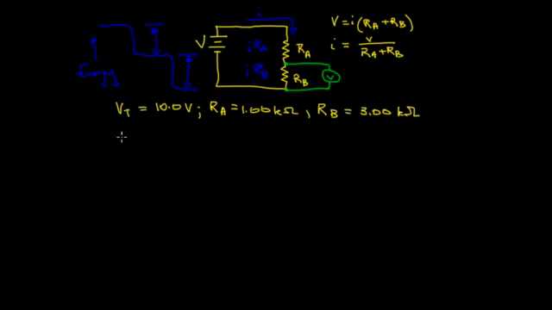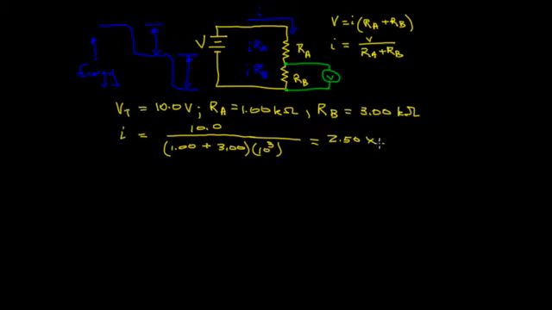First, let's calculate the current. It's the same throughout the loop. It's equal to the total voltage divided by the total resistance. That's 10 volts for the battery divided by 1 kiloohm for RA and 3 kiloohms for RB. We'll multiply by 1,000 to convert from kiloohms to ohms. The result is 2.50 times 10 to the minus third amps, or 2.5 milliamps.